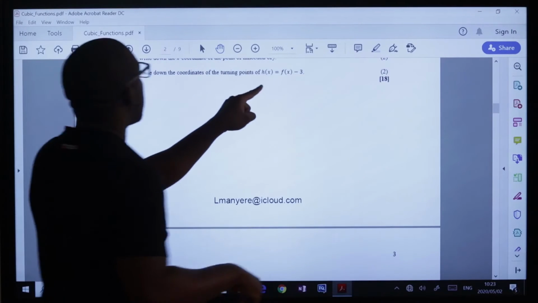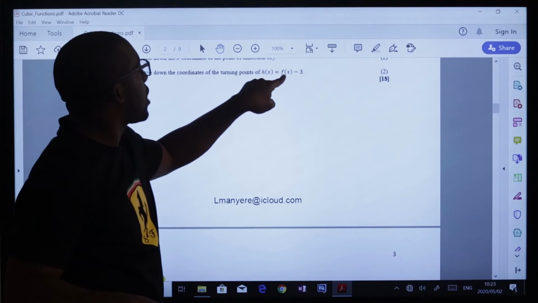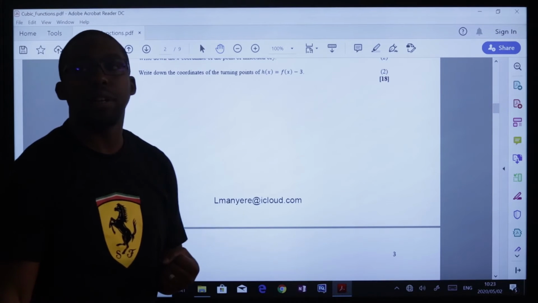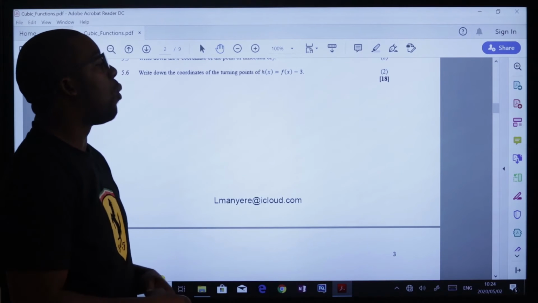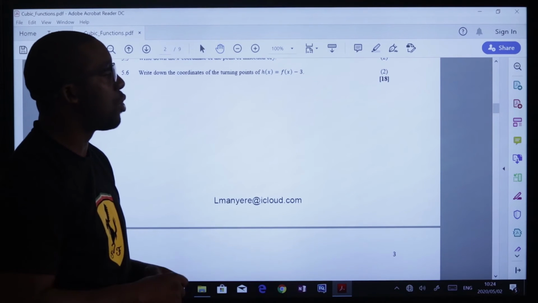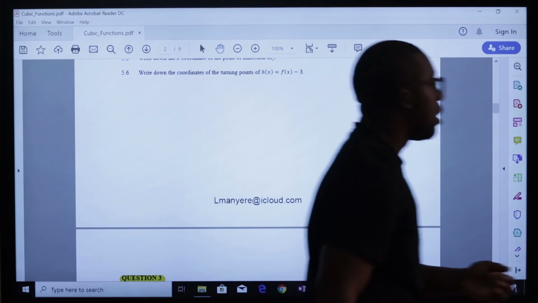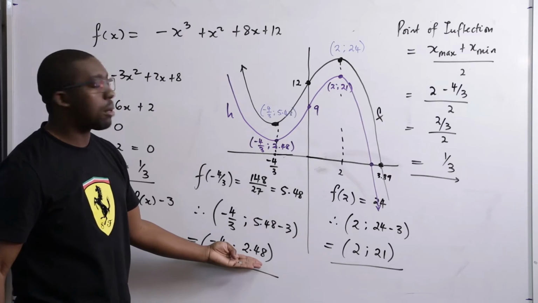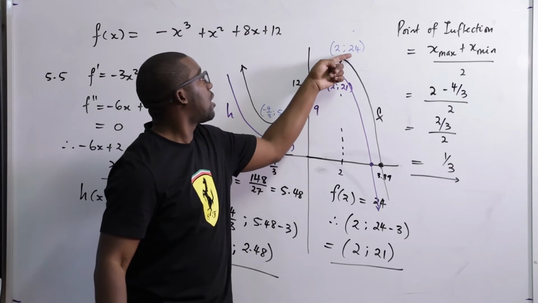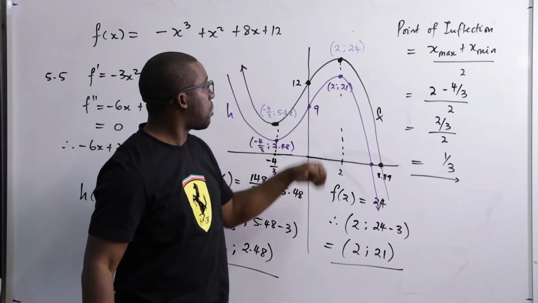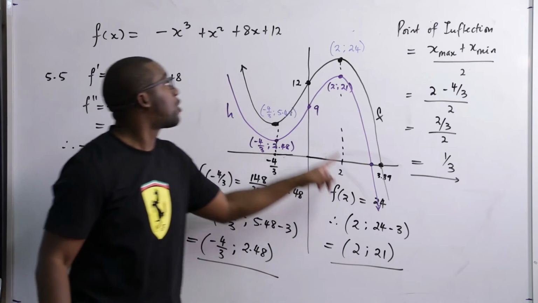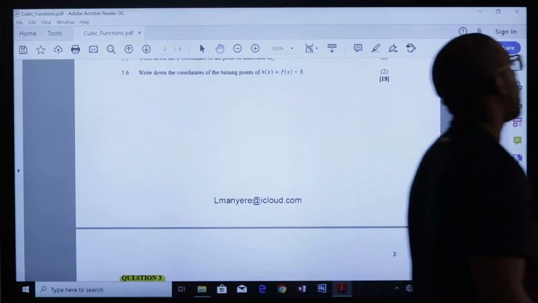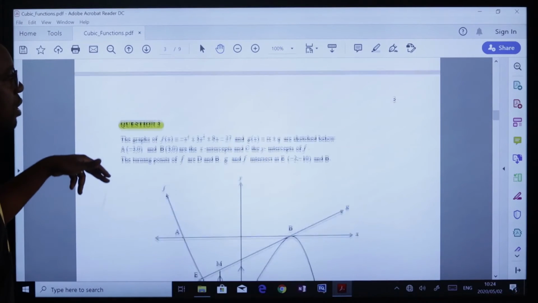Lastly, when we do transformation, if they say f of x minus 3, they're merely shifting the graph 3 units down. And how does that affect the turning point? In this case, the y coordinate decreases, or you subtract 3 from it. That's what we did. The original y coordinate was 5.48. After we subtract 3, it becomes 2.48. Here the original was 24. After we subtract 3, it became 21. It also affects the y-intercept, which was originally 12. Now it's 9. That is what the question was focusing on.